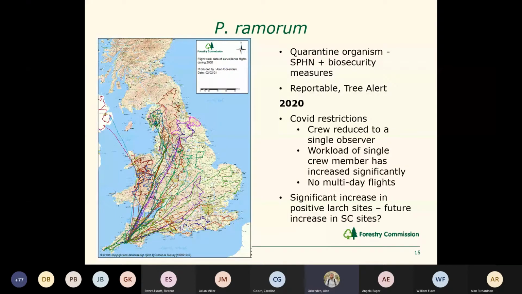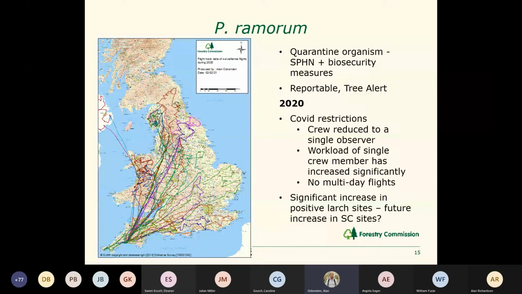So thinking about Ramorum with regards to how we control it. It is a quarantine organism. It's subject to statutory plant health notices. Those are notices for control and destruction. There are also biosecurity measures associated with that as well. It's also a reportable disease, as you can imagine, as it's a quarantine organism. So if you suspect you're seeing Ramorum on sites, then you need to report that, ideally through Tree Alert.